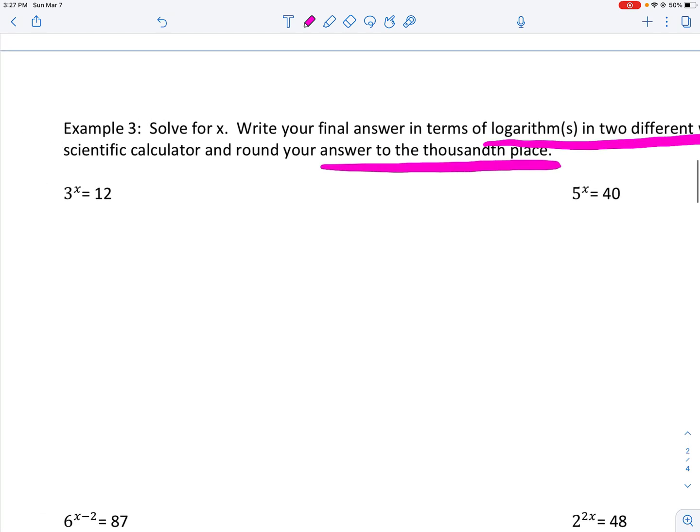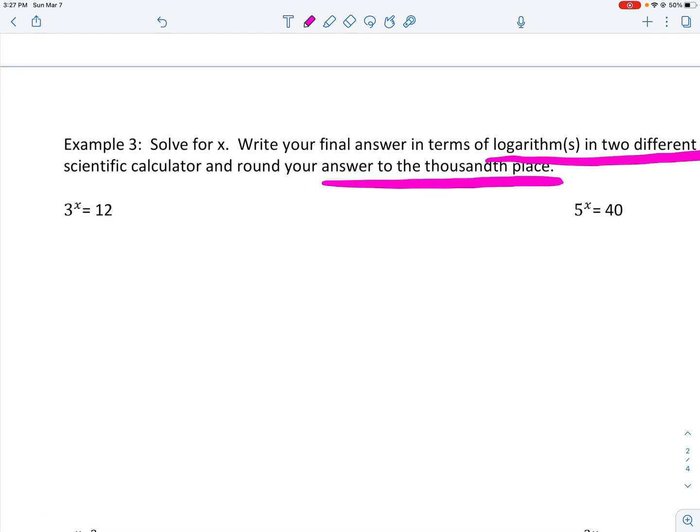Before we get to solving these problems, we've been solving problems like 3 to the x equals 27, right? We would rewrite 27 as base 3, so you would get x equals 3. That's what we've been doing. Those are the problems we had in 9.2 and 9.3.